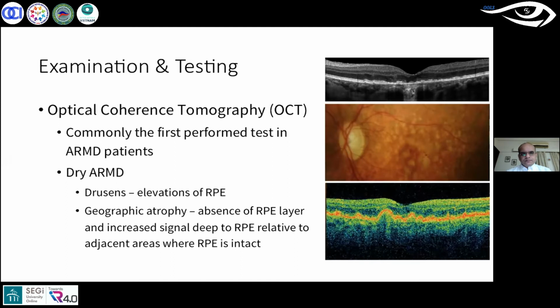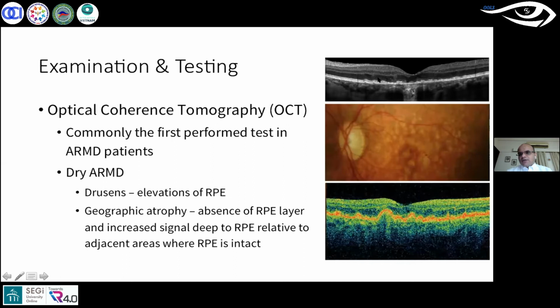In dry ARMD, we would see drusen, which essentially present as elevations of the RPE, or a geographic atrophy. So if you look here, you see these are the drusen, and a corresponding OCT will show these tiny bumps in the RPE, the red being the RPE. You won't see any presence of fluid or anything. And because these are drusen, the area underlying these RPE elevations or bumps also usually shows a shadow.